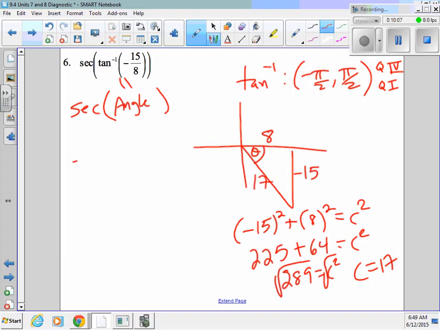Secant is the reciprocal of cosine, otherwise known as hypotenuse over adjacent. So this would be positive 17 over 8, not negative, because we're in the fourth quadrant, and cosine and secant are both positive in the fourth quadrant.